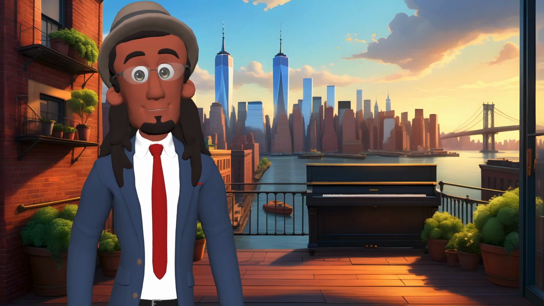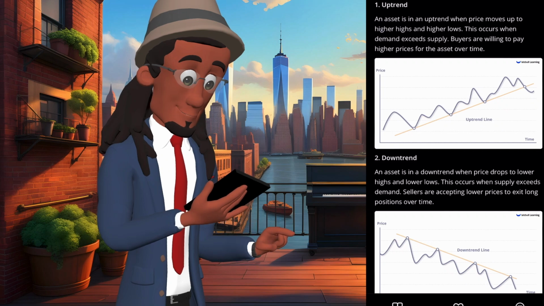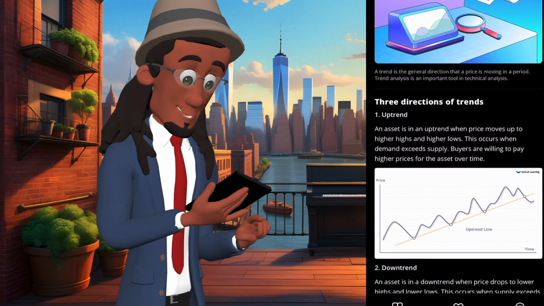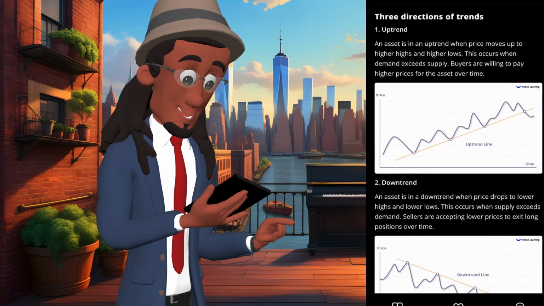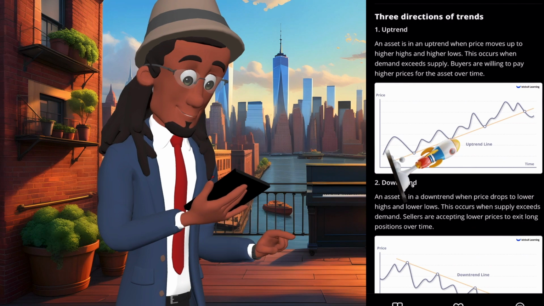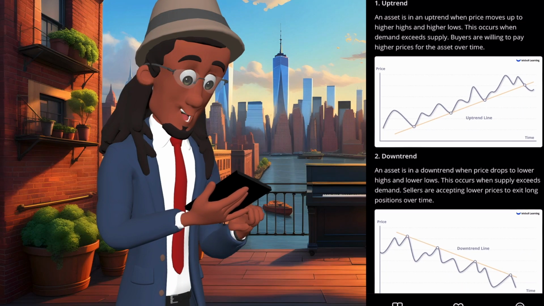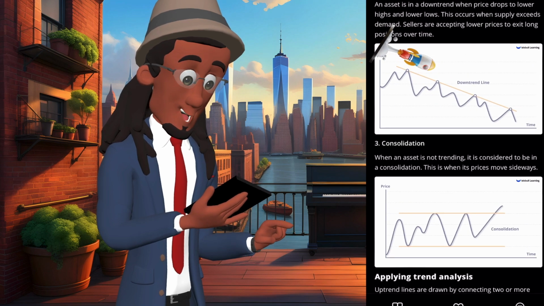An uptrend. An asset is in an uptrend when price moves up to higher highs and higher lows. This occurs when demand exceeds supply. More buyers are willing to pay higher prices for the asset over time. All right, this is takeoff. So as it goes high and comes down a little bit, high and comes down a little bit, it's constantly moving up.